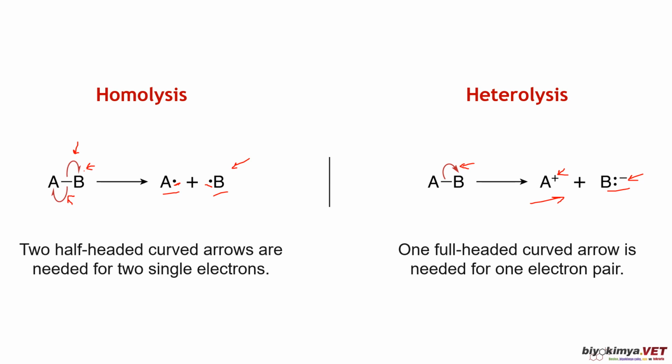And to illustrate the movement of a single electron, which we use here in homolysis, a half-headed curved arrow, sometimes it is called a fishhook.